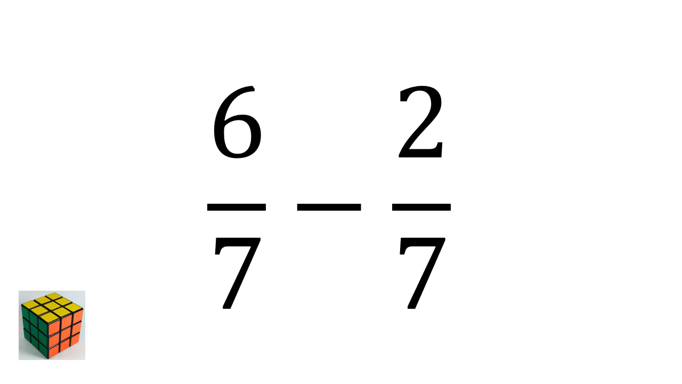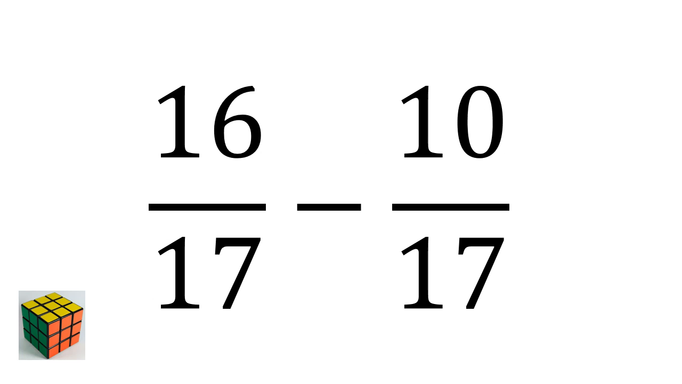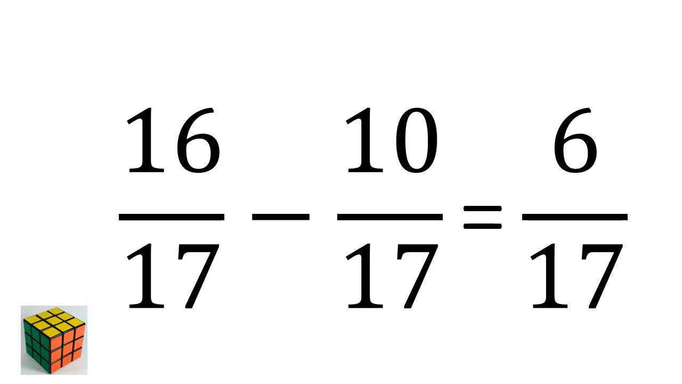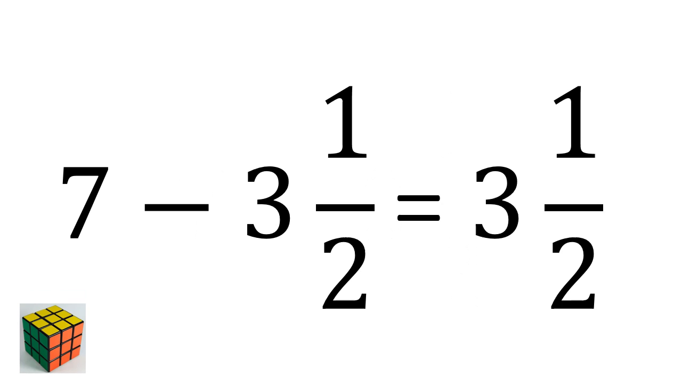6/7 minus 2/7. 6/7 minus 2/7 equals 4/7. 16 over 17 minus 10 over 17. 16 over 17 minus 10 over 17 equals 6 over 17. 7 minus 3.5. 7 minus 3.5 equals 3.5.